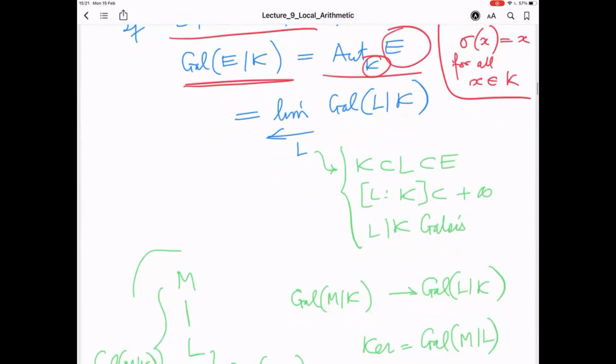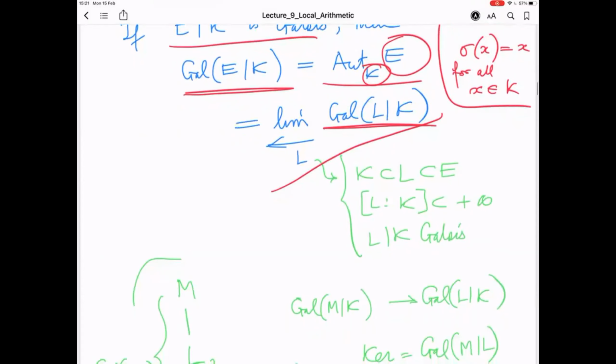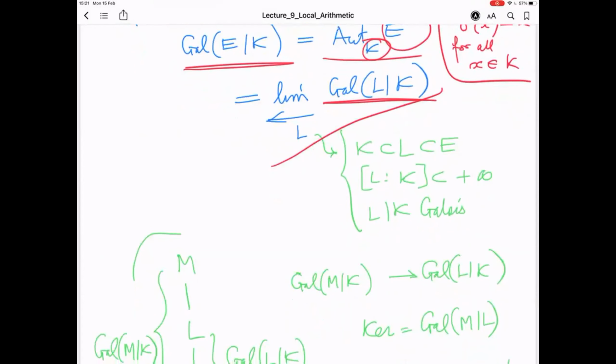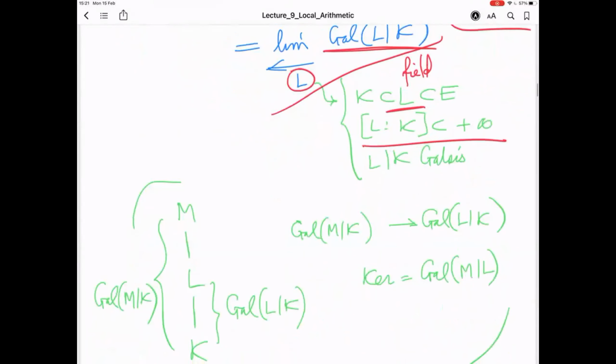Now, it can be checked that this Galois group is actually the inverse limit of these finite Galois groups, where L runs through the inverse system of intermediate extensions of K inside E, which are of finite degree over K and which are Galois over K.